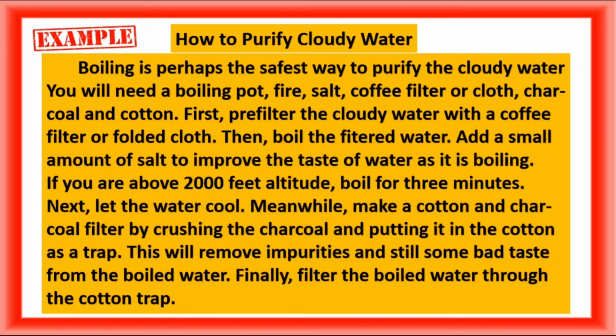First, pre-filter the cloudy water with a coffee filter or folded cloth. Then, boil the filtered water. Add a small amount of salt to improve the taste of water as it is boiling. If you are above 2,000 feet altitude, boil for 3 minutes. Next, let the water cool. Meanwhile, make a cotton and charcoal filter by crushing the charcoal and putting it in the cotton as a trap. This will remove impurities and some bad taste from the boiled water. Finally, filter the boiled water through the cotton trap.